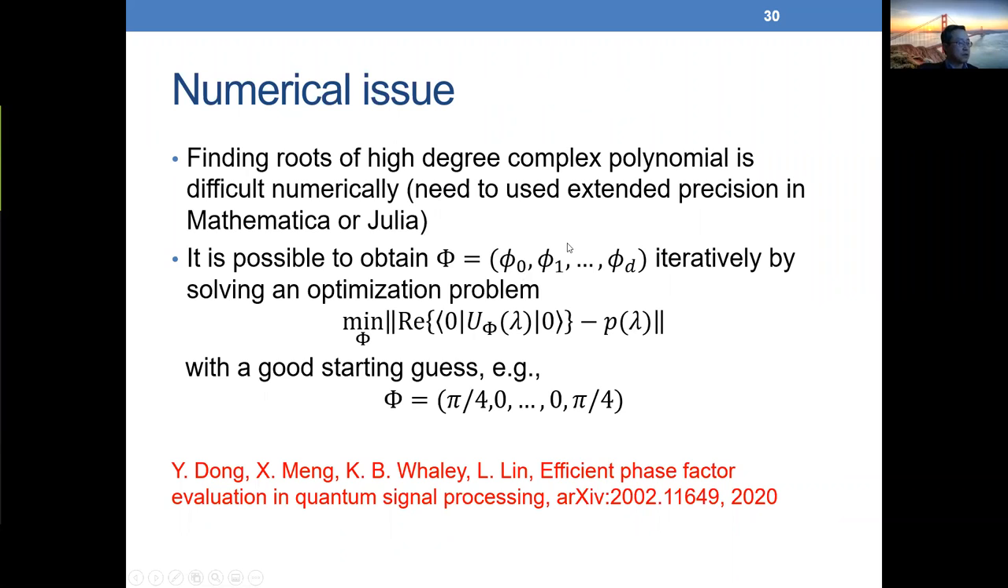If the polynomial has a very large degree, you have to use extended precision in Mathematica or Julia. Another way is to formulate this problem as an optimization problem. You treat this block encoding matrix U as a function of these phase angles, look at this function in lambda, and try to make sure the difference between these two is minimized with respect to the phase angles. The reason the optimization works is that you generally have a reasonably good starting guess. This is recent work by my colleague Lin Lin at UC Berkeley, who's done some really nice work.